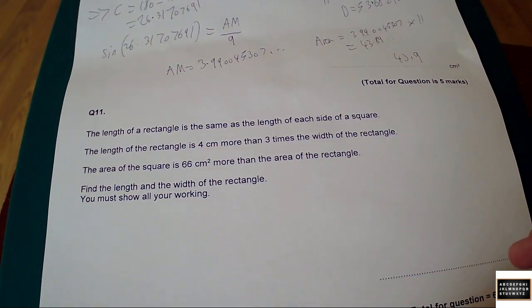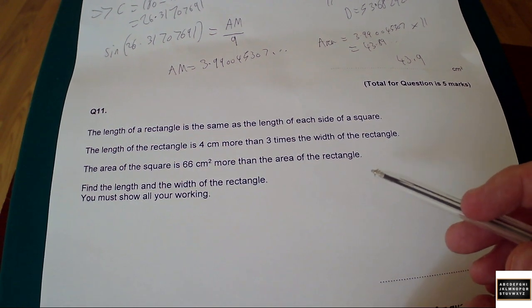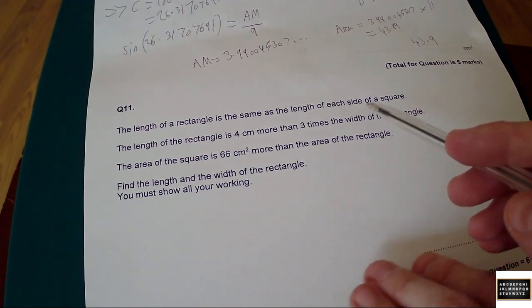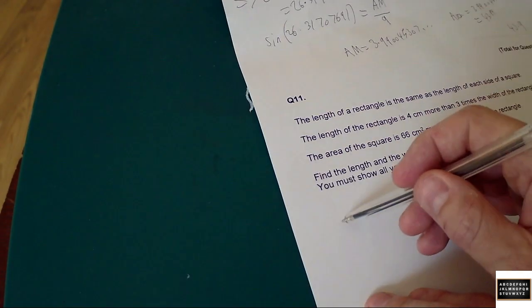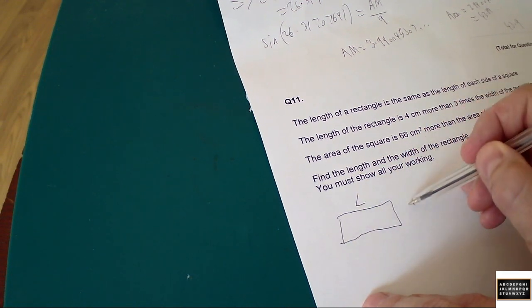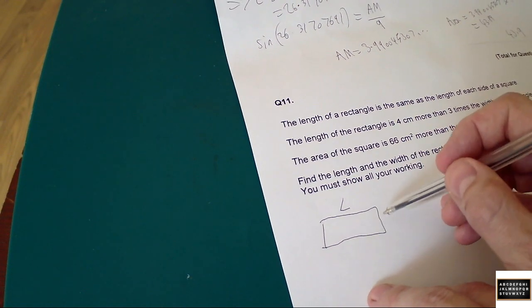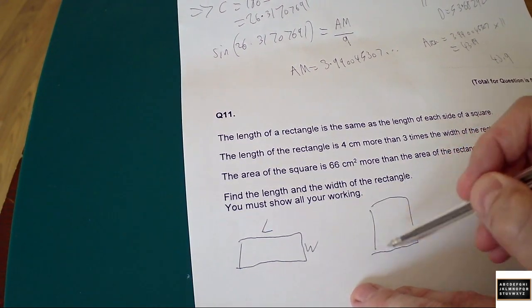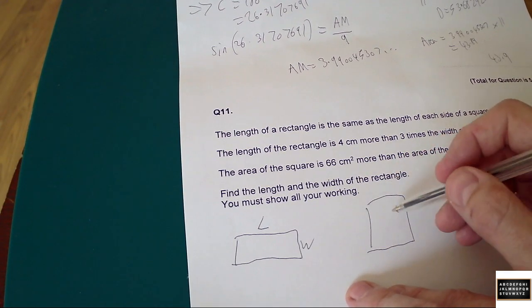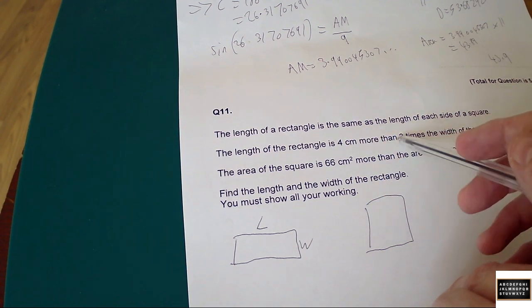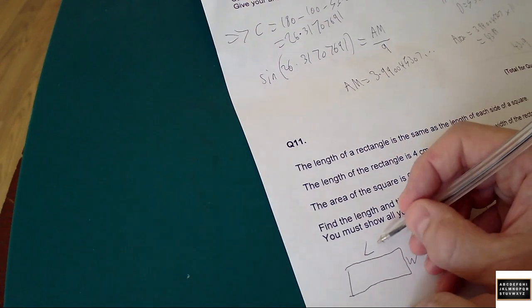Question 11 down here, again, this is the very last question. Similar to a question from earlier, the length of the rectangle being the same as the length of each side of the square. So you've got a rectangle and a square. So you've got the rectangle here, that's L, this is going to be W, and then you've got the side of the square here, and again the length is the same, so all of these are the same. Now they do tell you the length of the rectangle is 4 centimeters more than 3 times the width, so we've got an expression for this.